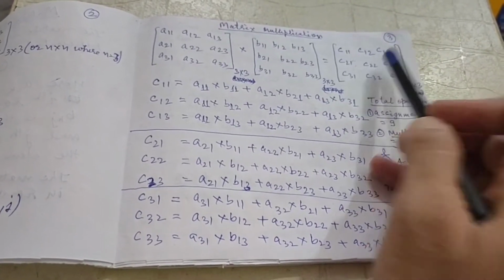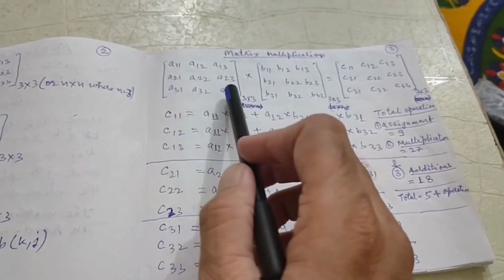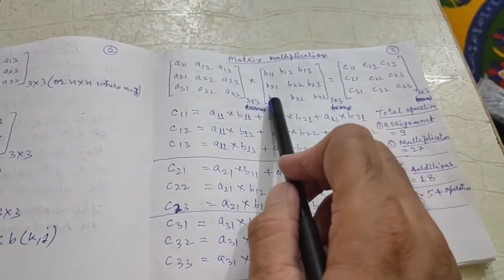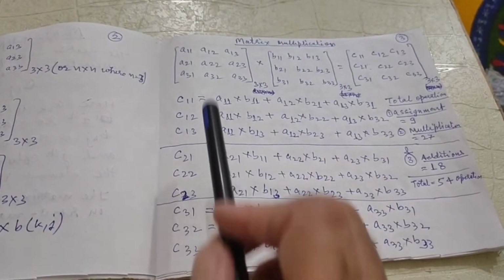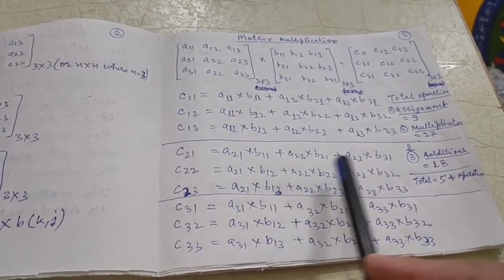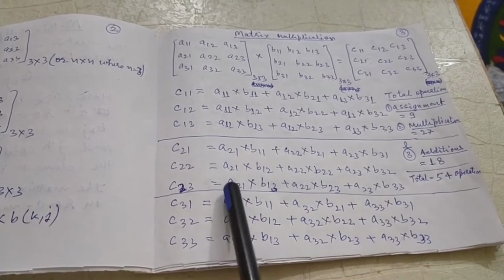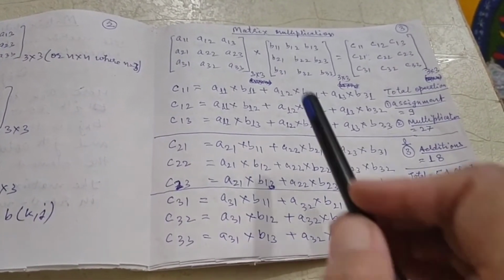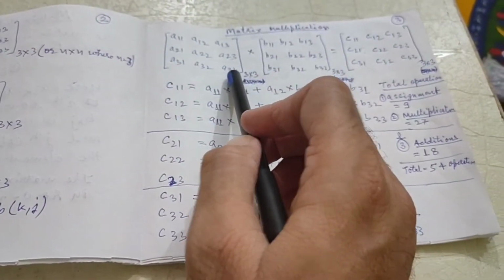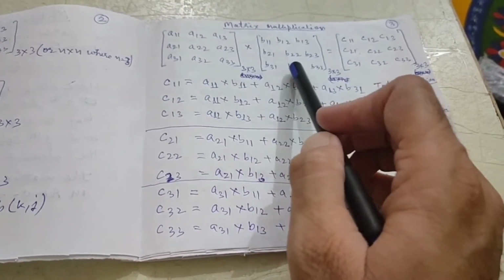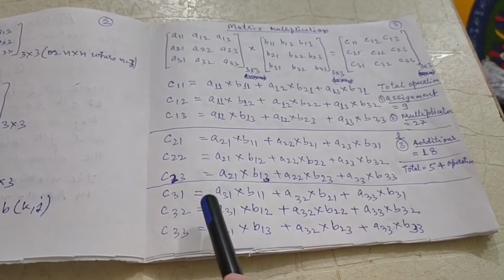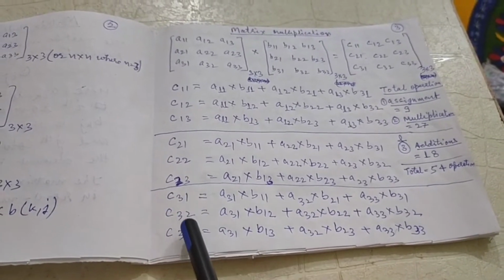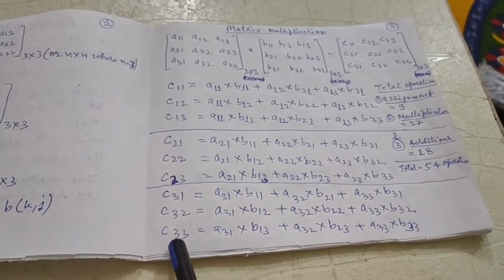Same way, the second row will be multiplied by first column, second column, and third column. Same way, third row will be multiplied by first column, second column, third column. So same way, we will get C31, C32, C33.